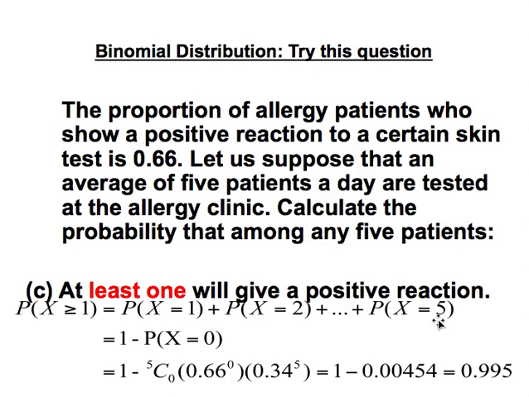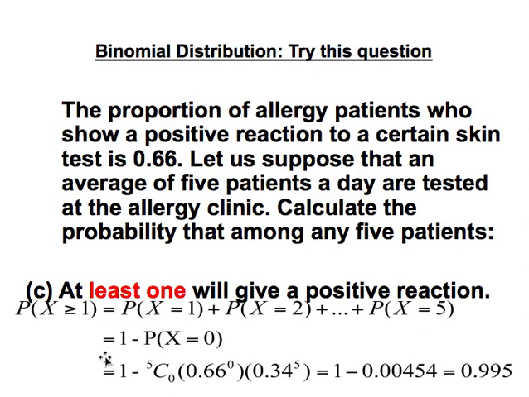So the possible values of x here: x can be 0, x can be 1, x can be 2, x can be 3, x can be 4, x can be 5. Now when you add all the probabilities associated with those values of x, it must be equal to 1. So instead of working out the probability that x is equal to 1, 2, 3, 4, and 5, we can work out the probability that x is equal to 0 and then take that answer from 1, because the sum of all of those probabilities must be equal to 1.